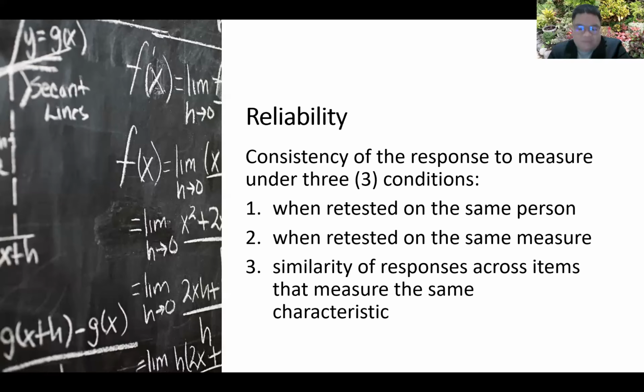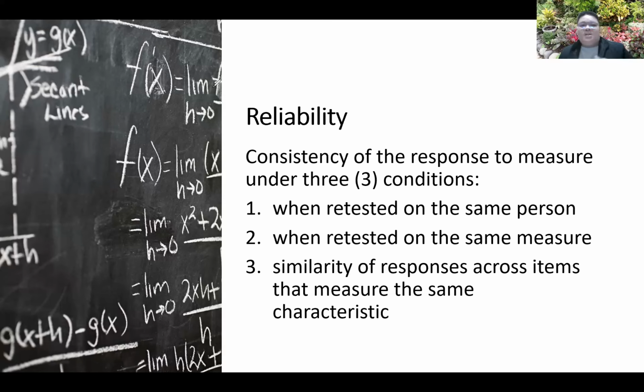Class, when I talk about reliability, as I have mentioned, the keyword there is consistency. So it is the consistency of the response to measure under three conditions. And those three conditions in assessment are: number one, when retested on the same person. Number two, when retested on the same measure. And number three, similarity of responses across items that measure the same characteristic.